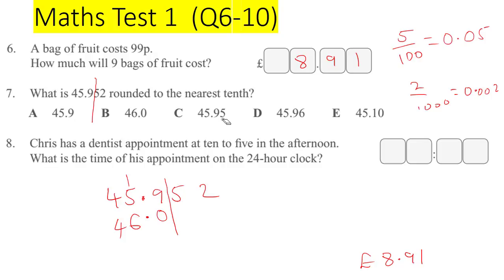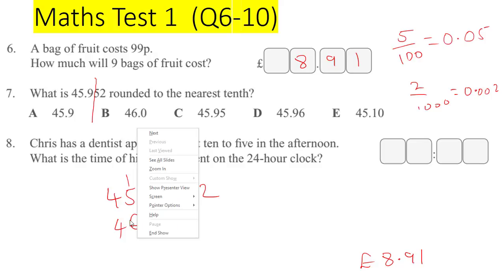This one is rounded to the hundredth, because there are 2 decimal places. This one again has 2 decimal places. That's not correct because it's been rounded to the hundredth. Tenth means you should only have 1 decimal place, in other words, only 1 number after the decimal point. So that's the correct answer.